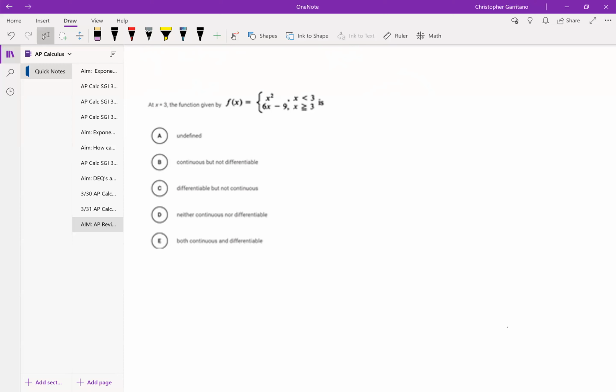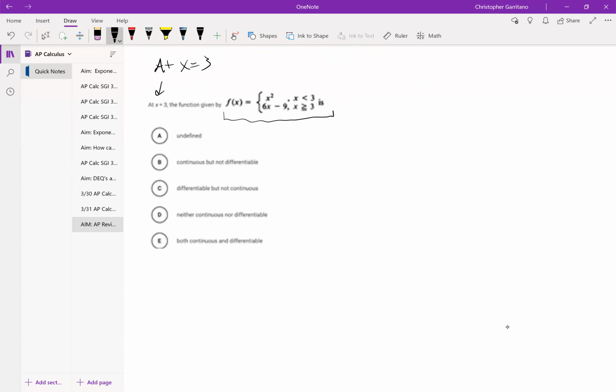So we have to somehow decide, and I know it's actually kind of hard to read, but what this says is at x equals 3, the function is given by this piecewise expression. And we want to determine if this function is undefined at x equals 3. Is it continuous? Is it differentiable? Is it neither? So on and so forth.